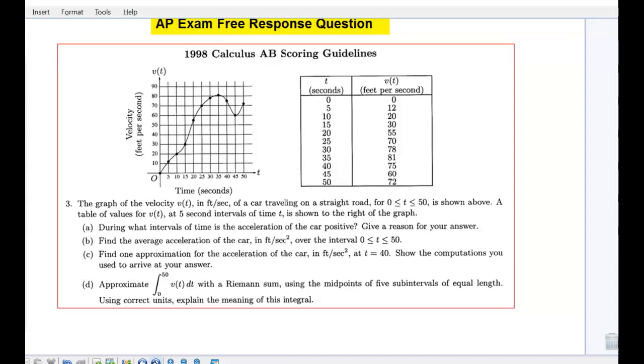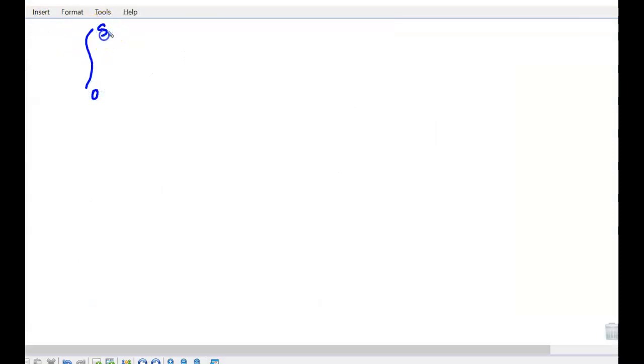So here's an example from the 1998 exam, and it says the graph of a velocity function in feet per second of a car traveling on a straight road is shown from 0 to 50. And we're going to look at just question D here right now, okay? And in question D, they're asking us to approximate this. This is our integral symbol. We'll talk more about that later. But this integral really means the area under the velocity graph from 0 to 50. And they want us to use a Riemann sum using the midpoint of 5 subintervals of equal length. Use correct units, explain the meaning of the integral. Okay, so we're trying to evaluate this integral.